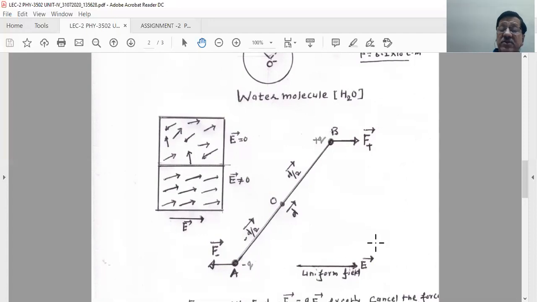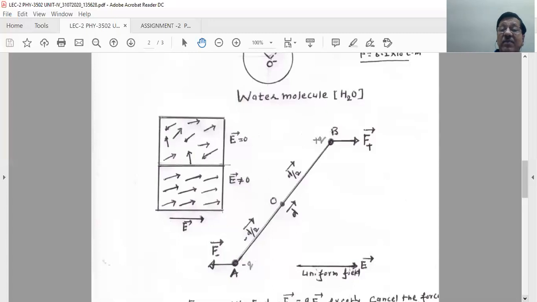And now, once you understand the concept of torque and the interaction of a dipole in a uniform electric field, if there had been a non-uniform electric field, then you will have a force acting on a dipole. So in addition to a rotational motion, there will be a translation motion on a dipole. Here there is no translation motion because the field is uniform. There is no translation of the dipole. There is only a rotation of the dipole.